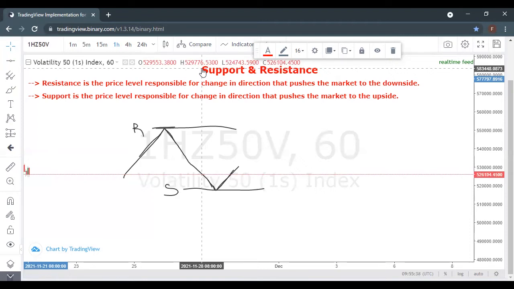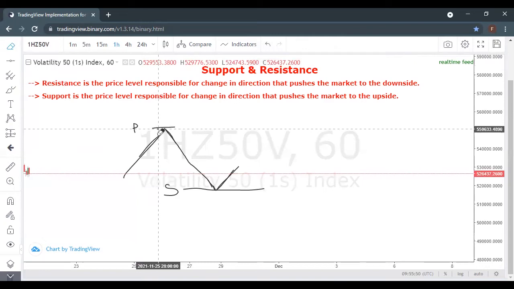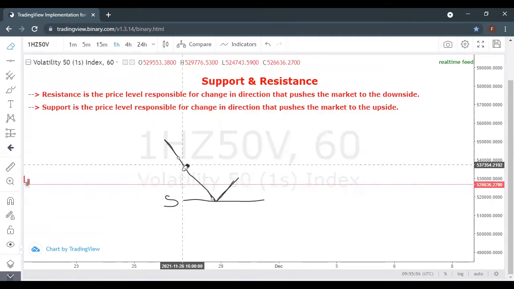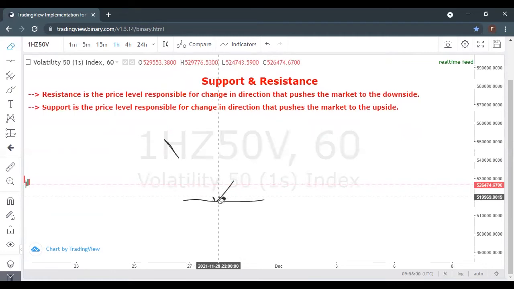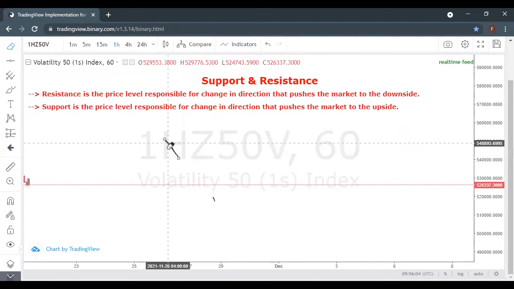So now let's do some demonstrations on what really happens on these levels, support and resistance, because it's really going to help us. Let me just erase these drawings first. So I want you to be patient.